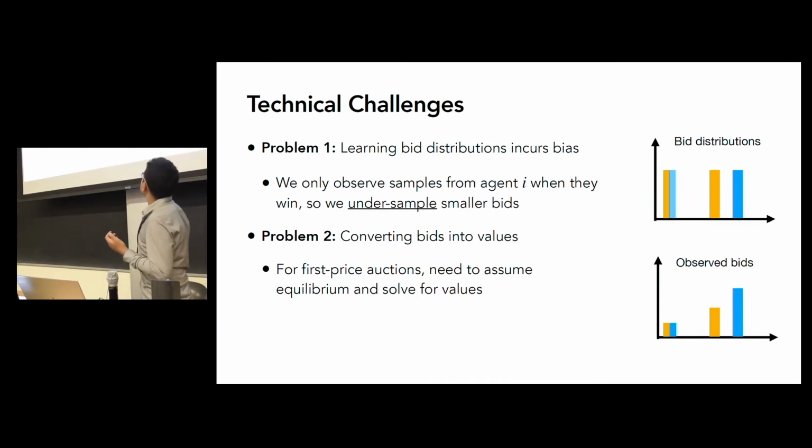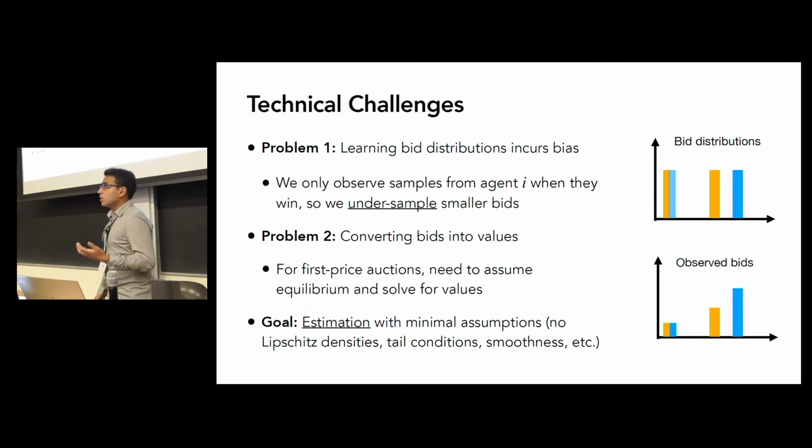The second challenge is converting bid distributions, which is what we actually observe, into values. So our paper tackles first and second price auctions. For second price auctions, we assume that we're at a truthful equilibrium, and so we're actually done. Bid distributions are good enough. For a first price auction, we're going to assume that we're at a unique Bayes-Nash equilibrium, and so we want to go beyond bid distributions and estimate the actual agents' values.